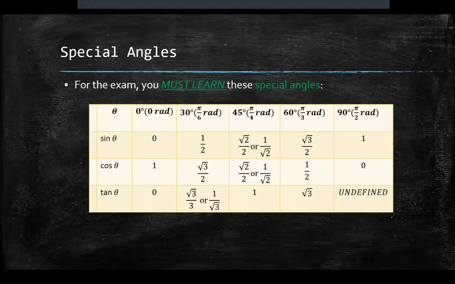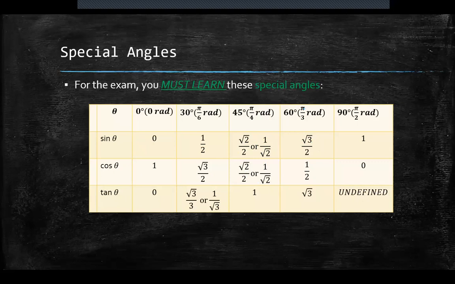Sine of 45 degrees or pi on 4 radians is root 2 on 2 or 1 on root 2. Just like this, these are the same. Cos of 45 degrees or pi on 4 radians is root 2 on 2 or 1 on root 2. Notice these are the same. Tan of 45 degrees or pi on 4 radians is 1. Sine of 60 degrees or pi on 3 radians is root 3 on 2.